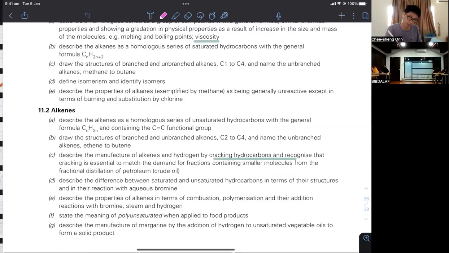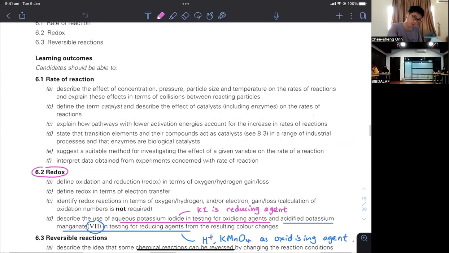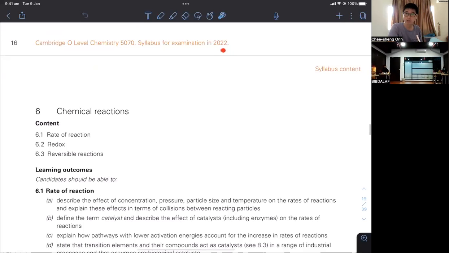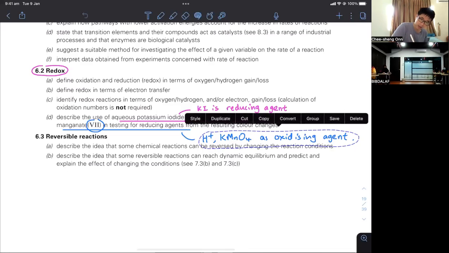And I was just showing the other class that in the syllabus under redox, this is the 2022 syllabus under 6.2 redox. Describe the use of potassium iodide to test for oxidizing agent. That's because potassium iodide is a reducing agent. You use it to test for oxidizing agent. If you want to test for reducing agent, you have to use acidified potassium manganate(VII). Acidified potassium manganate(VII) is an oxidizing agent. You use it to test for reducing agent. So essentially, what you want is this acidified KMnO4.